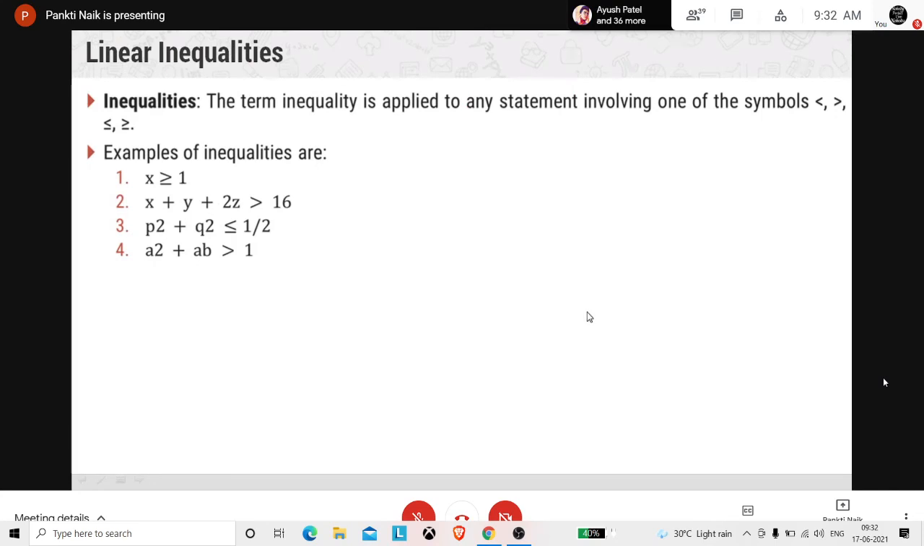Right? Next is identity matrix. If in a matrix the main diagonal contains 1, 1, 1 and the remaining entries are 0, then it is known as an identity matrix. And square matrix: if the number of rows and the number of columns of a matrix are the same, then we can say that matrix is a square matrix, right?